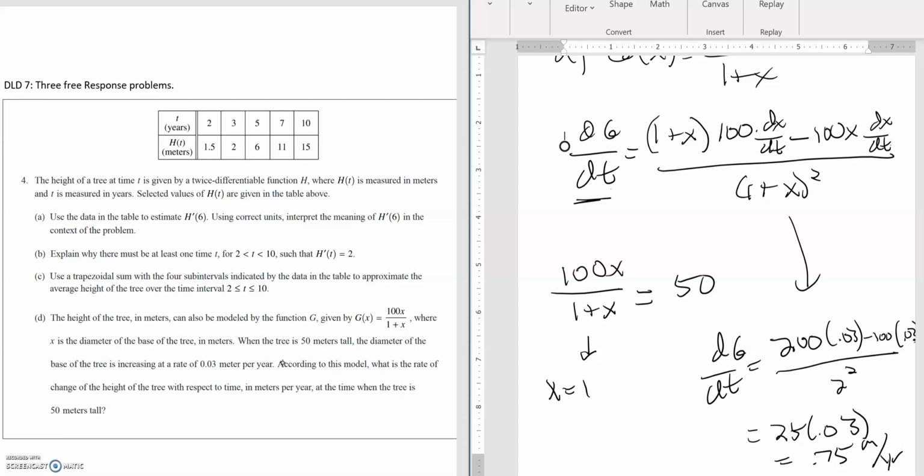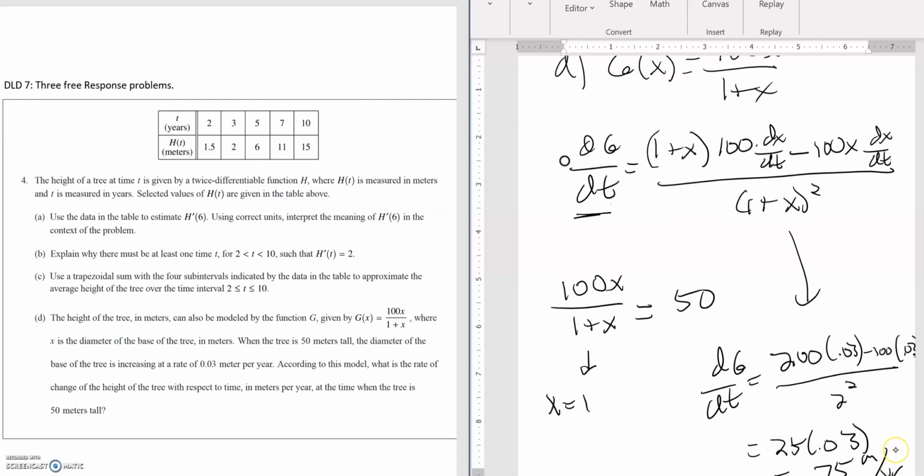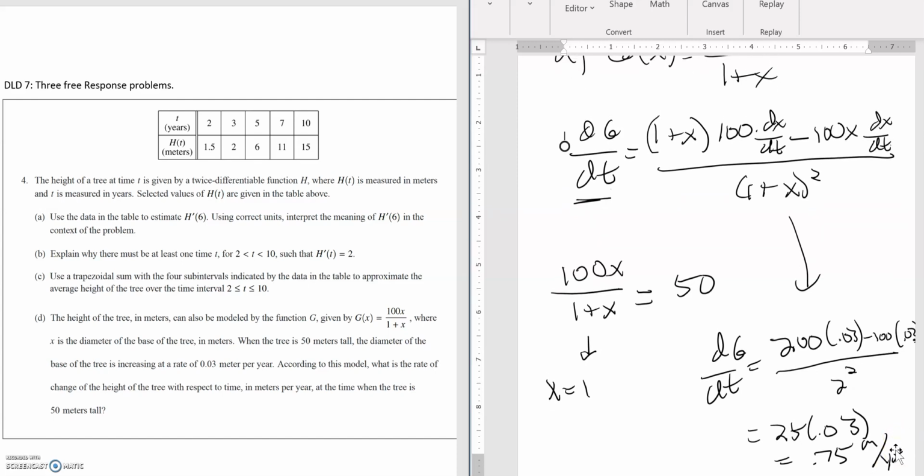Oh, this is based on diameter. I was trying to go back to the table if I could, but I can't because it's unrelated to the table, because the table is about years and meters as opposed to height and diameter. Oh, wait a minute. So it's not meters per year. It is meters per year because it's dg dt.